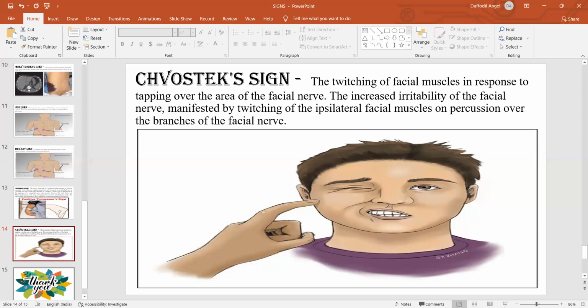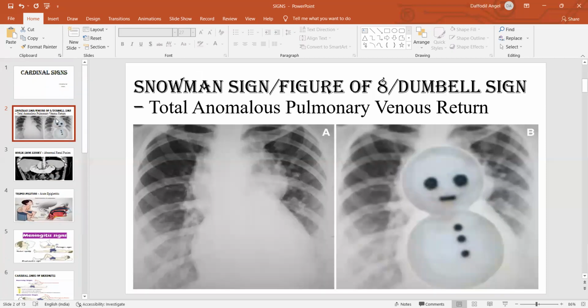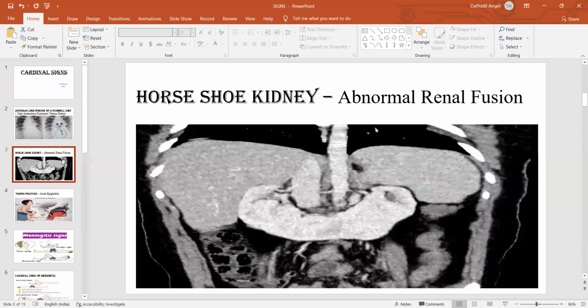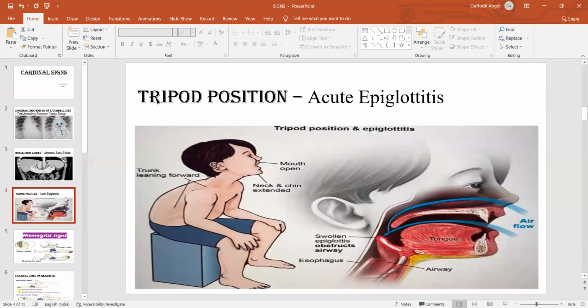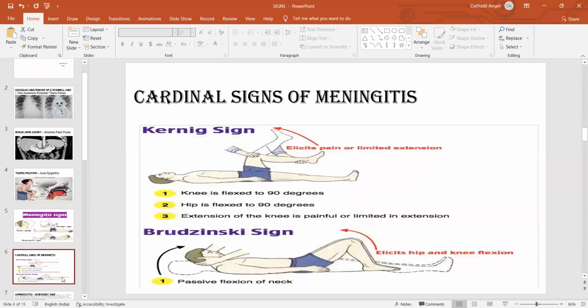Hope you all enjoyed this session. Let me summarize one by one again. First is the snowman sign. It indicates total anomalous pulmonary venous return. Horseshoe kidney indicates abnormal renal fusion. Tripod position indicates acute epiglottitis. Nuchal rigidity, Kernig sign and Brudzinski sign indicate meningitis.